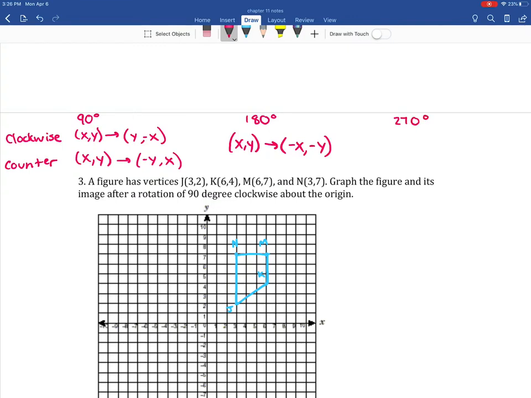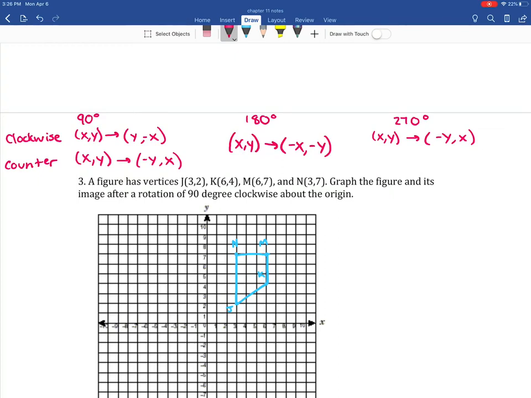270 degrees clockwise, you're going to start off with your x, y and it's going to become negative y comma x, meaning you're switching your x and your y, and your original y is changing signs. If it was positive, it's negative. If it was negative, it's now positive.